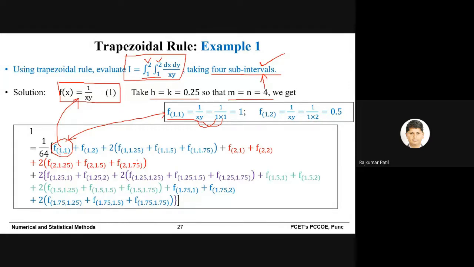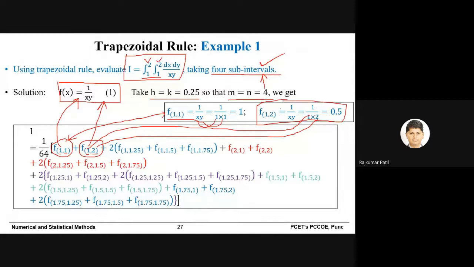Let's take another case where you may be interested to calculate f(1,2). So here x is 1, y is 2. So in equation number 1, you will put x equal to 1 and y equal to 2, and upon simplification, you will get f(1,2) as 0.5.